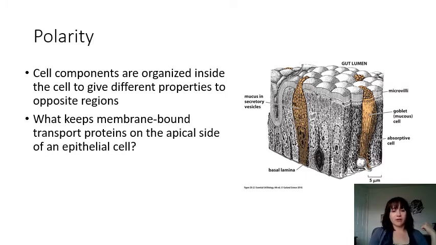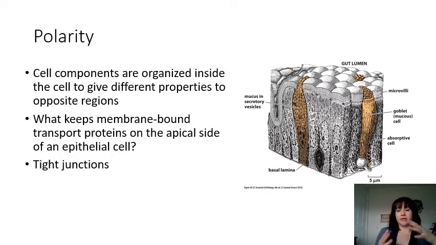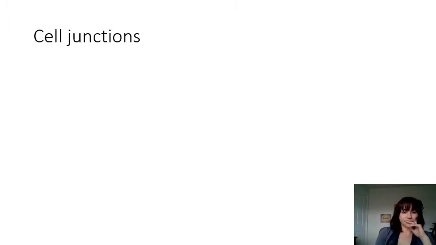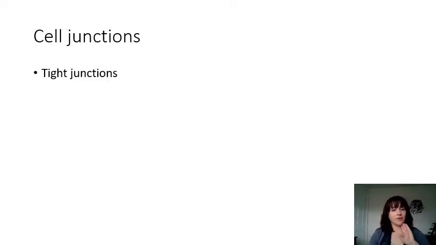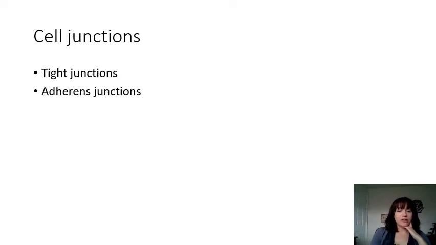They are unable to do this because of tight junctions, right? The tight junctions are these cell-cell adhesions, and they act like a wall that prevents these transporters from floating freely all around the different sides of the cell. Let's talk more about cell junctions. We've talked before about tight junctions. The other three that we're going to focus on are adherens junctions, desmosomes, and gap junctions.